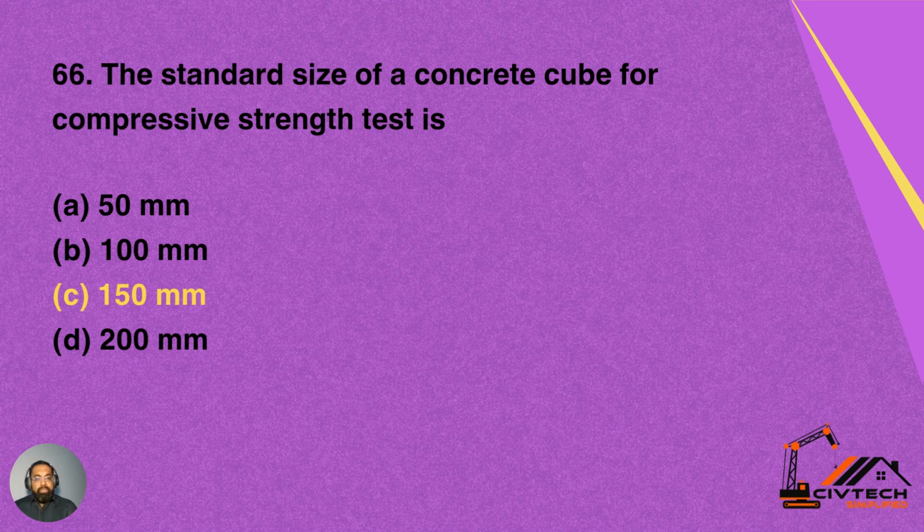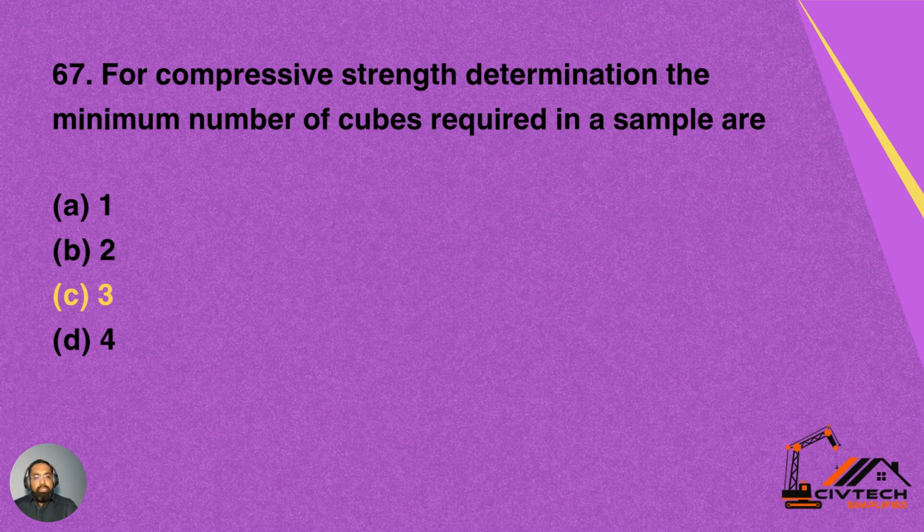Question 66. The standard size of concrete cube for compressive strength test is. What is the standard size of the cube for compressive strength test? Option A 50 mm, option B 100 mm, option C 150 mm, option D 200 mm. So the cube test for compressive strength should be done with the standard cube, and the dimension should be 150 by 150 by 150. So option C is correct for this question.